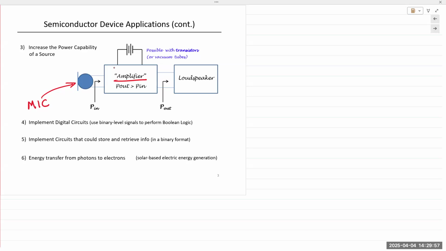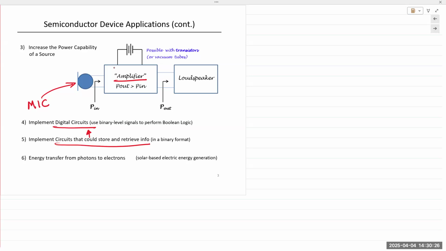We can use these devices to implement digital circuits, right? Pretty much everything we use nowadays are digital circuits, right? Binary number system, zeros and ones. And then memory circuits that can store and retrieve data or info. I would consider them as a subset of digital circuits, right? Something that can store data is a digital circuit by default.